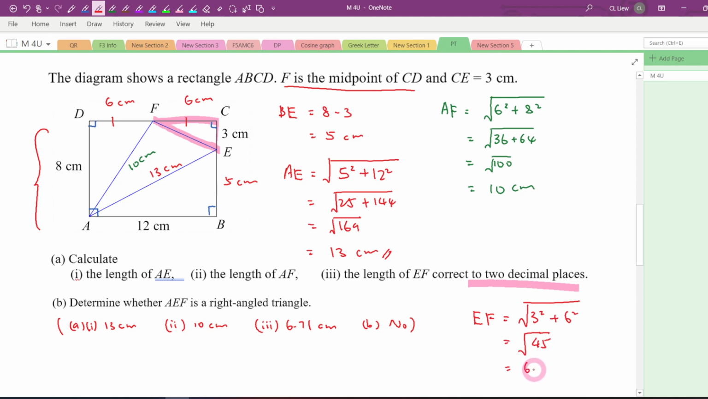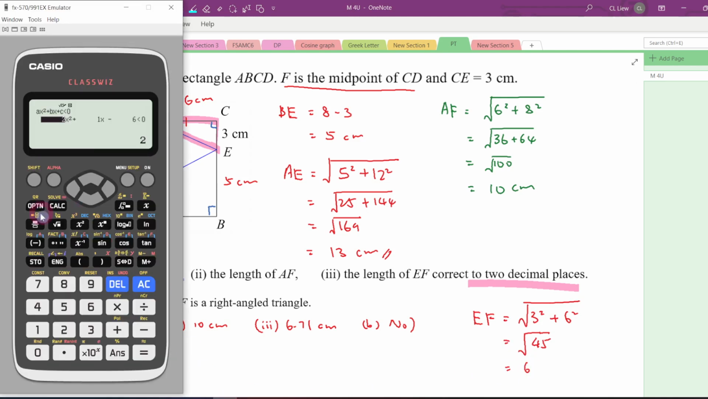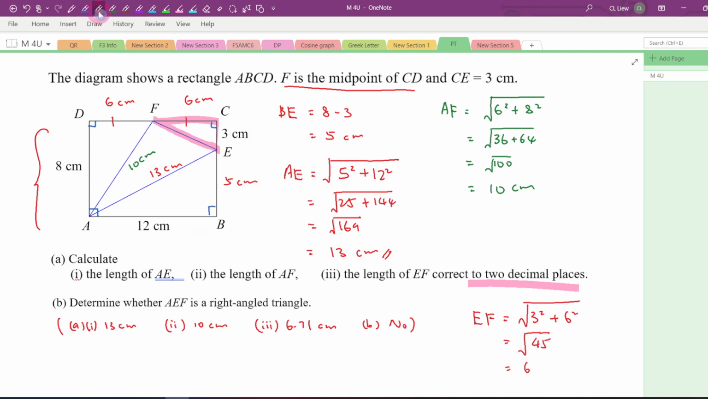Then I need to round it off to 2 decimal places. So if you press your calculator, square root of 45, you will get this. Don't write the answer like this because the question asks you to round it off to 2 decimal places. Change it to decimal. So now we want 2 decimal places over here. You look at the number at the back here. If this is 5 and above, we will add 1 over here. So this is 8, right? So I will add 1 over here. It becomes 6.71. 2 decimal places. Okay, this is the way how we get the length of EF.